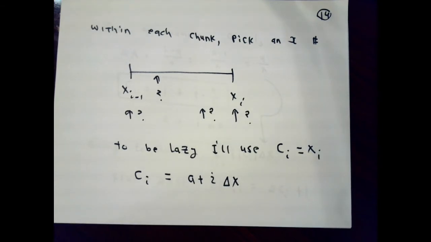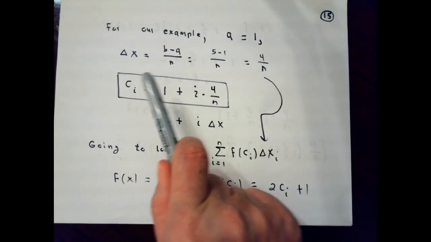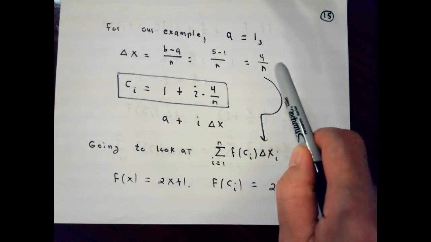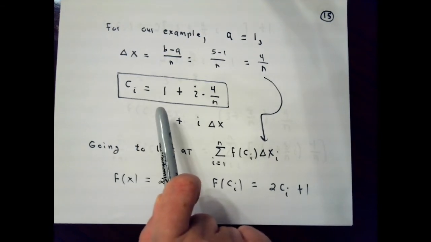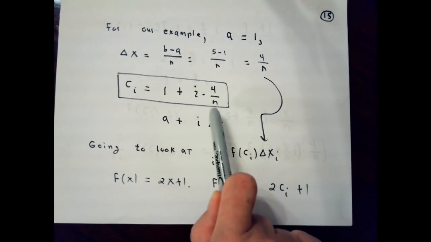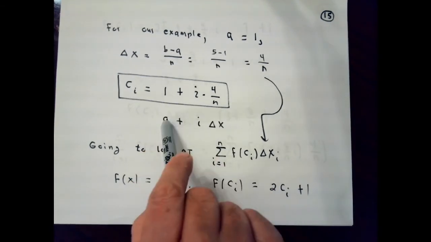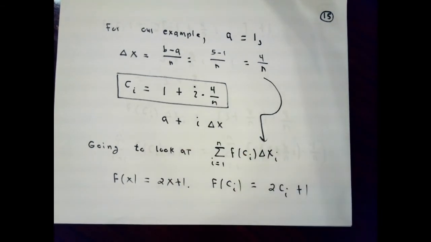In our specific case, we know some stuff about the a and the delta x. That is to say, a is 1, and delta x is b minus a over n, 4 over n. So c number I in our example is going to be 1 plus I times the number 4 over n. A, I, delta x. It's important that you get that pattern right.